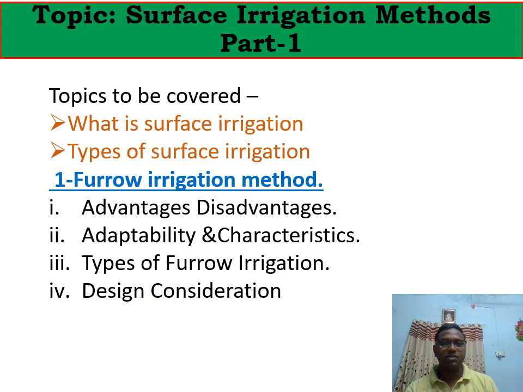So we'll see the topic, the surface irrigation method. In that topic we will cover what is surface irrigation, introduction, types of surface irrigation. In that, different types are there. Out of that we will see the first type, that is the furrow irrigation method, and its advantages, disadvantages, adaptability and characteristics, types of furrow irrigation and design consideration.